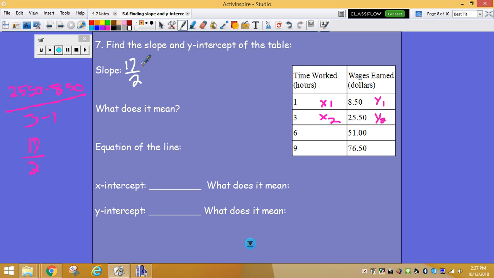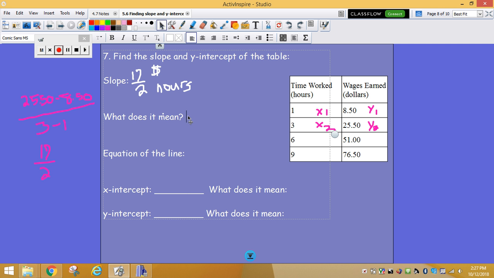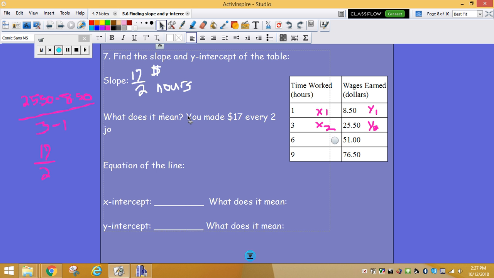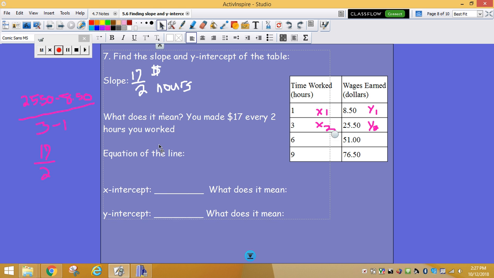What does it mean? Well, my y was money, wages earned, and my x was time in hours. What does it mean? It means you made $17 every 2 hours you worked. Because the 17 was the money and the 2 is how many hours.